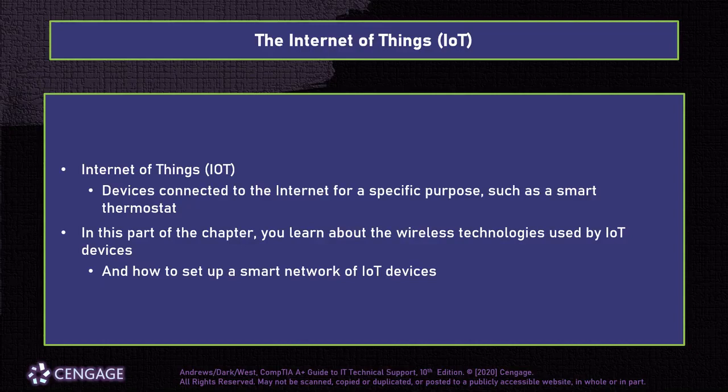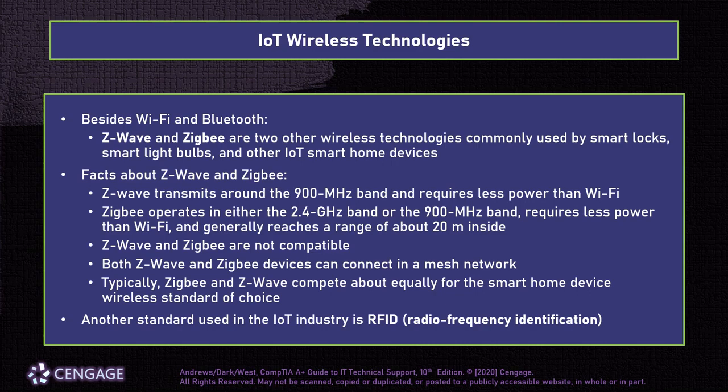So let's take a look at the wireless technologies involved, as well as how to set up a basic smart network. Besides Wi-Fi and Bluetooth, which we're pretty commonly used to, there are also things like Zigbee and Z-Wave. These two technologies are often used by things like smart locks, smart light bulbs, smart thermostats, smart appliances, things like that. They run around 900 megahertz for both, or Zigbee can run in the Bluetooth range of about 2.4 gigahertz. Now, they require significantly less power than Wi-Fi and have a range of about 20 meters. Now, if we're talking about normal Bluetooth, that range is normally about 30 meters. And Wi-Fi can sometimes cover a pretty broad range depending on how much power is behind the transmitter.